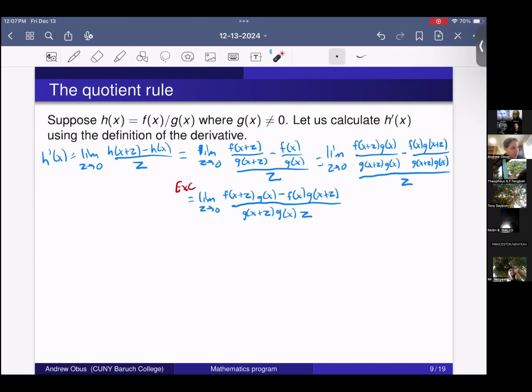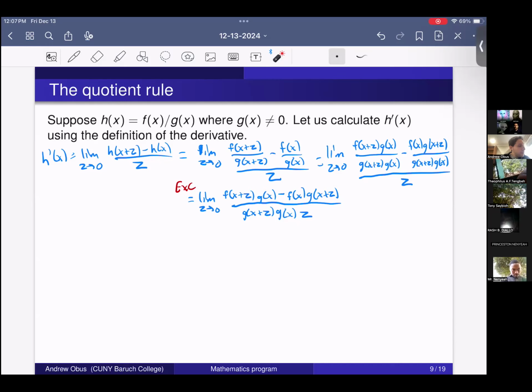This is just getting a common denominator, so I'm multiplying by g of x over g of x here, and I'm multiplying by g of x plus z over g of x plus z here. That gives me this, and then when I combine these two fractions and make it into a simple fraction by just taking the denominator and multiplying it by z, this ends up giving me this expression over here. So we get this expression for the limit. It's a little bit complicated.